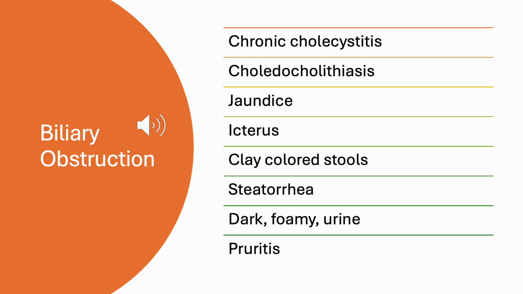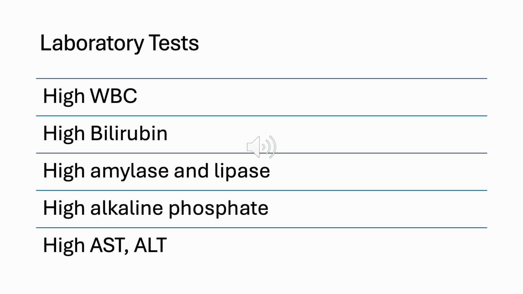Clay-colored stools, because bile gives our stools the brown color. Steatorrhea means fatty stools. They're foul-smelling and they float. They're floaters. And the urine is dark and foamy. It could look like beer, like a brown colored beer. And then pruritus I talked about. That's intense itching of the skin.